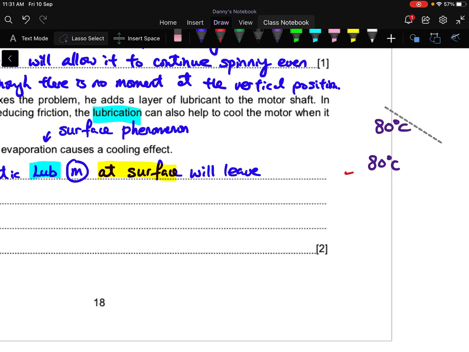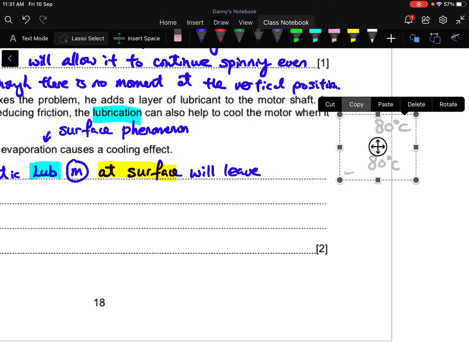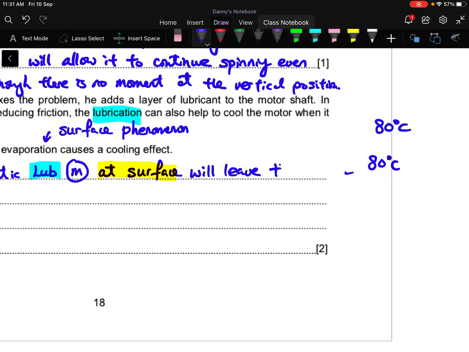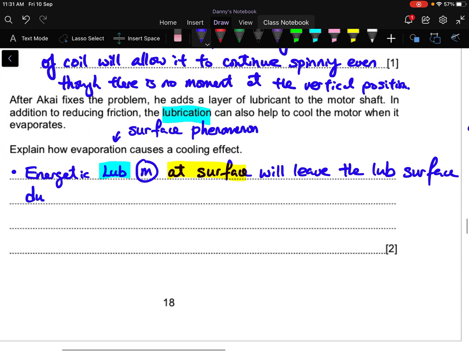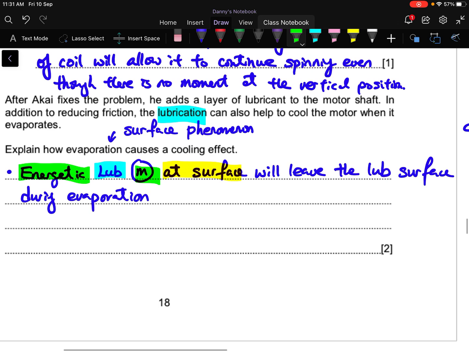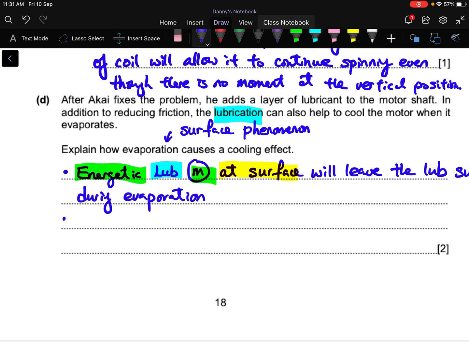Okay, so in your answer, I hope to see the energetic lubricant molecule at the surface will leave the lubricant surface during evaporation. So with just one sentence, you have highlighted that it involved the energetic molecules at the surface, leaving the surface during evaporation, right?